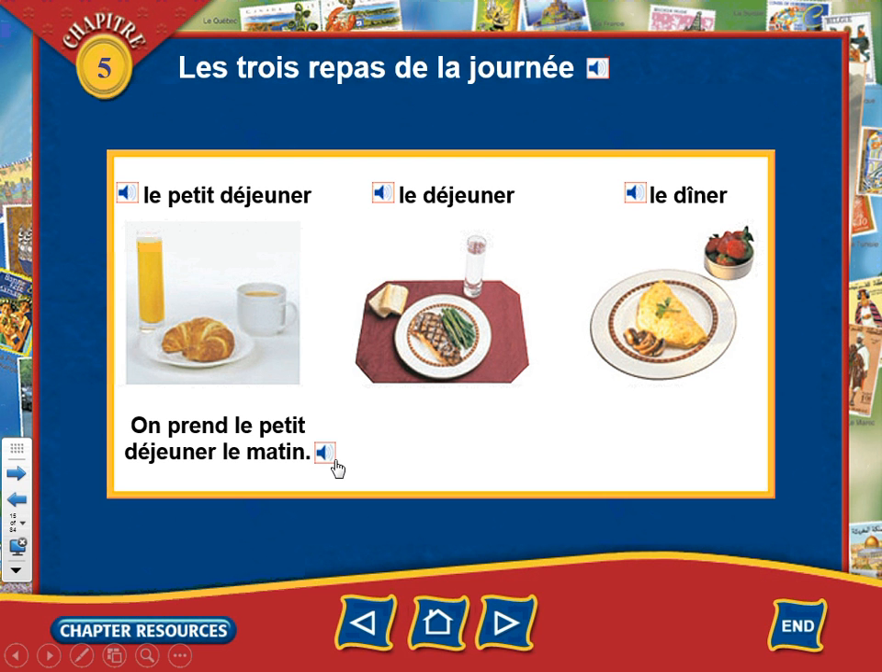On prend le petit déjeuner le matin. Okay, we always use the verb prendre, the verb to take, when we're talking about having breakfast. We never use the verb manger, which is to eat. You never say I eat my breakfast, you say I take my breakfast. So we take breakfast every morning.